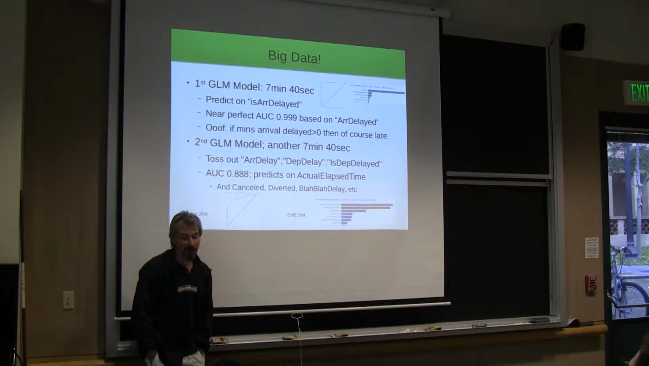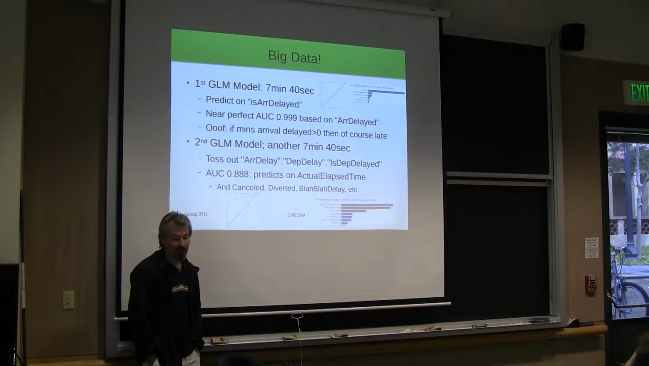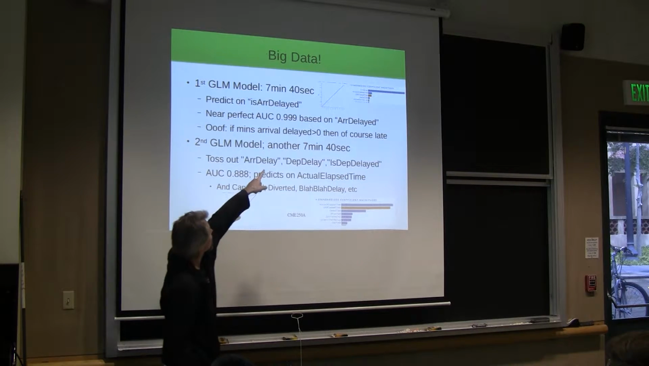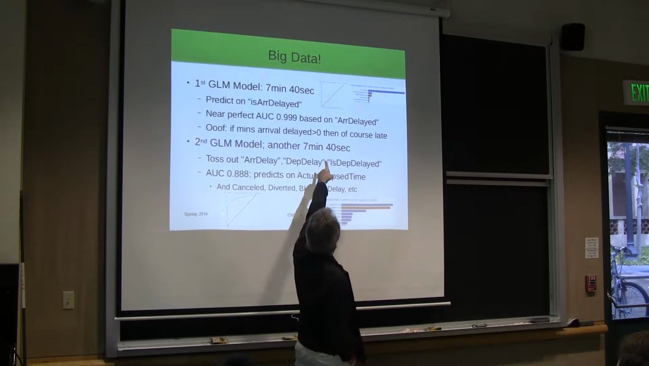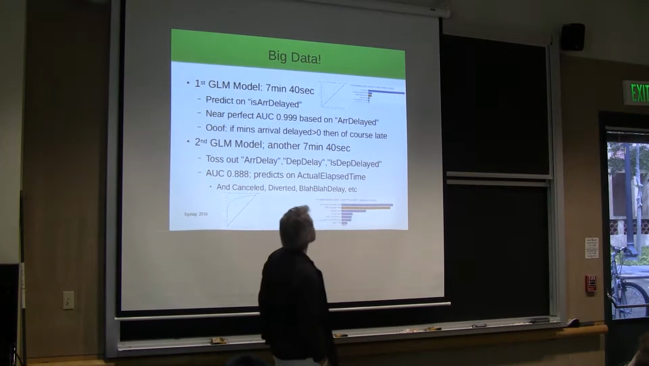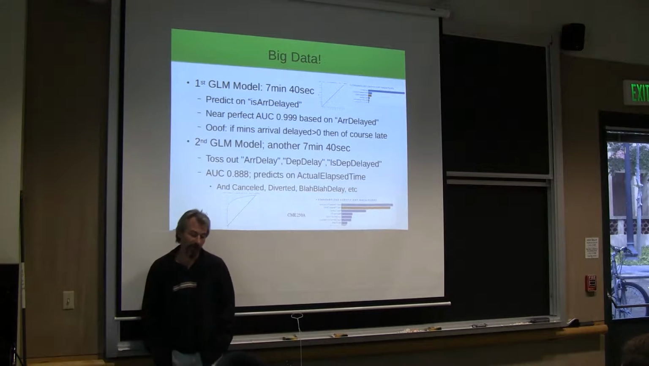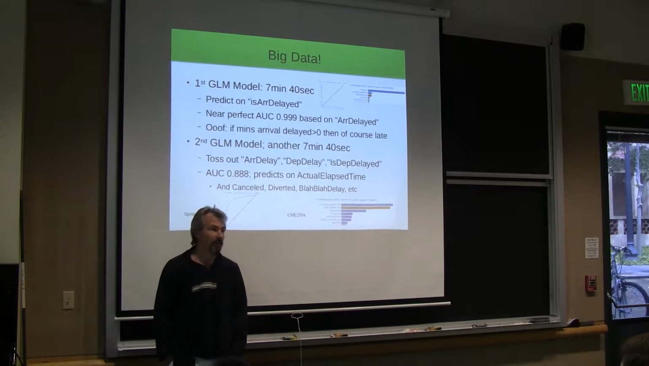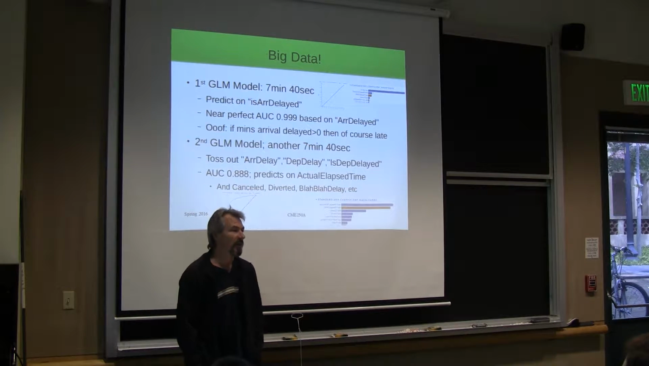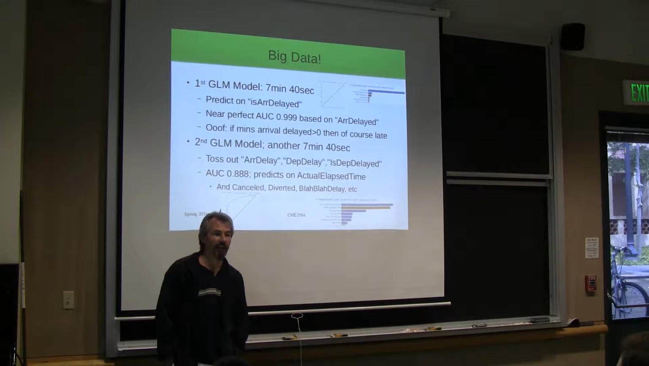And then, of course, the first model comes back completely ridiculous. Perfect AUC. You can't see this one here, but the blue AUC curve goes all the way up to the corner and then cuts across. And that's because it's just predicting on the number of minutes you were delayed. So if your arrival is delayed, true or false, well, if you have minutes of delay greater than 0, then of course you're delayed, right? Okay, so throw that one out, throw out departure delayed as a Boolean flag. It was also included in the data set.